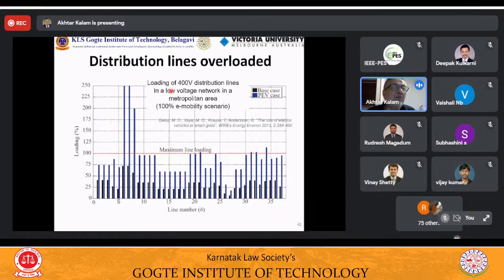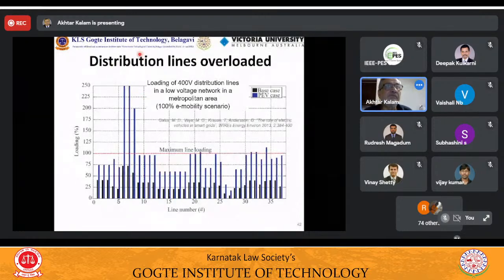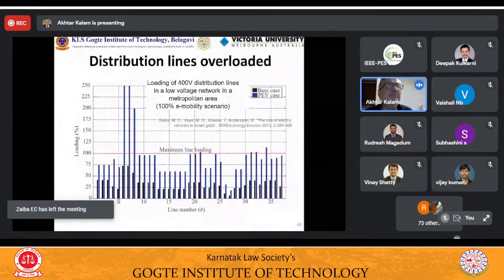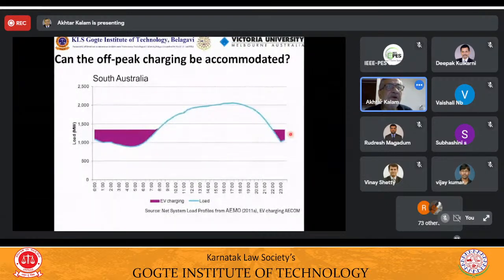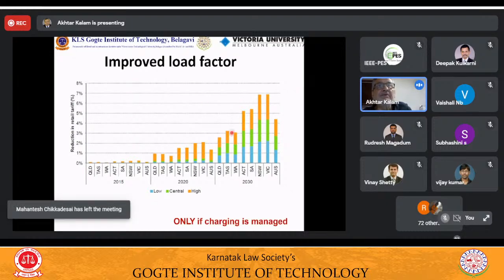So if you are looking at a 100% e-mobility scenario, most of the time the maximum line loading is all right. But at this time, these three that you see are the ones which are going to be an issue. So if I can put my charging, you remember I told you, towards the night time, this is when I can charge my electric vehicle. I will not allow you to charge between 8 a.m. and say 9 p.m. But you can charge from 9 p.m. onward to about 7 a.m. It will also improve your load factor if the charging is managed. Look at how much improvement there is for your load factor. It could improve up to about 7% of your load factor.